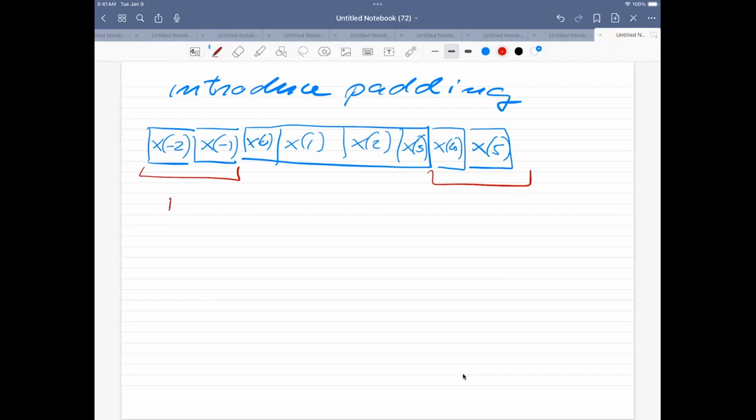So we have this parameter p, which is equal to 2. And in total, what we get then is 2 times p additional elements. So that leads to 2 times p additional elements. And these elements are just 0. So this one is 0, this one is 0, and that one is 0.